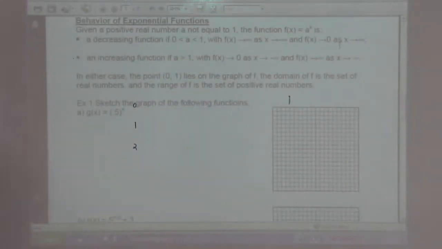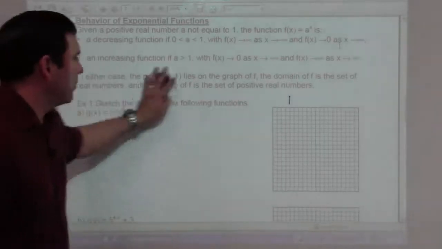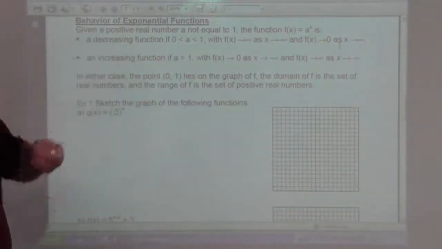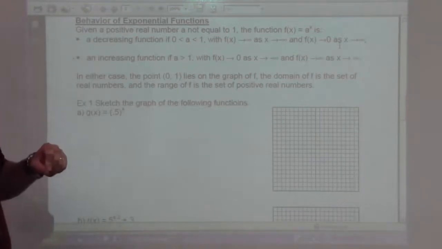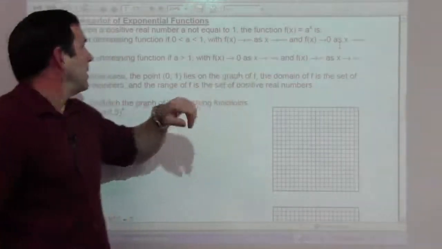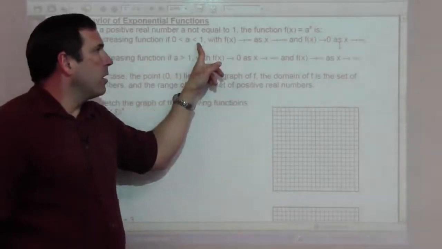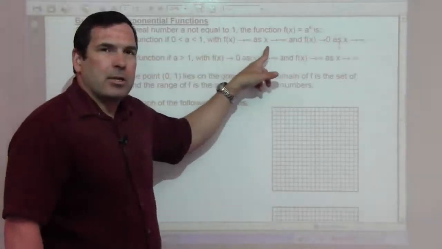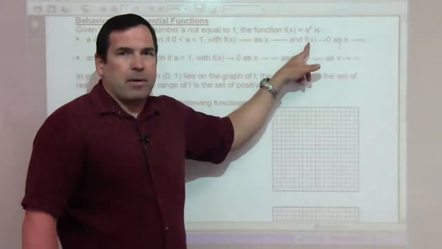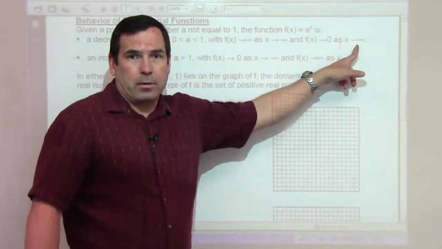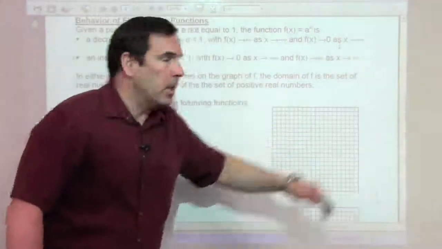Let's talk about the behavior of exponential functions. Given a positive real number a not equal to 1, the function f of x equals a to the x is a decreasing function if a is between 0 and 1, with f of x going to infinity as x goes to negative infinity, and f of x going to 0 as x goes to infinity. That was where it's coming down.